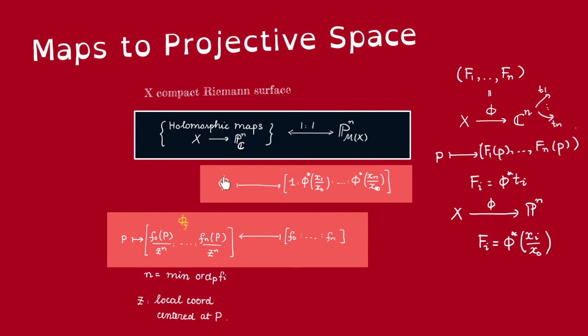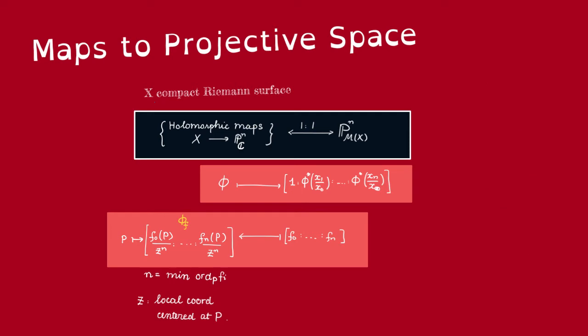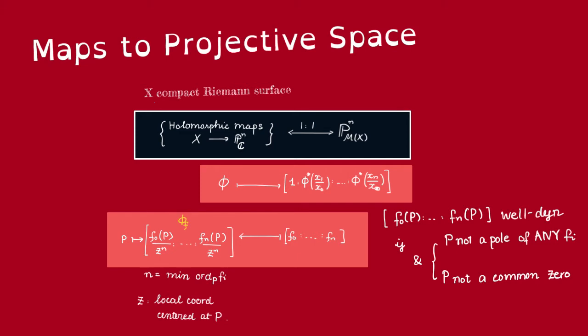So that's how, given a holomorphic map phi from X to P^n, we construct an (n+1)-tuple of meromorphic functions on X. One has to check that this is actually well defined. Now conversely, suppose that we have a tuple of n+1 meromorphic functions on X. How do we construct a holomorphic map on the whole of X? So notice that this map (f0, ..., fn) is going to be well defined. We can evaluate the fi at any point p that is not a pole of any of the fi and not a common zero.